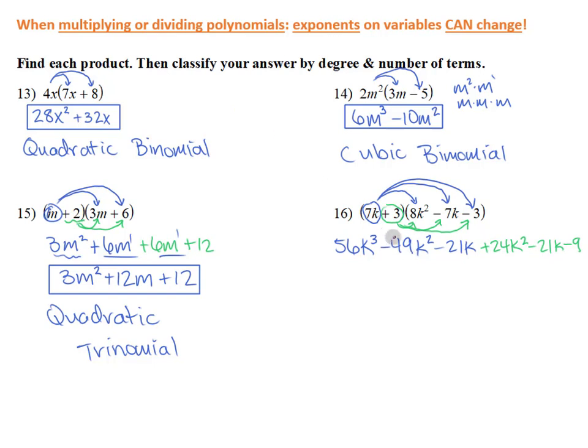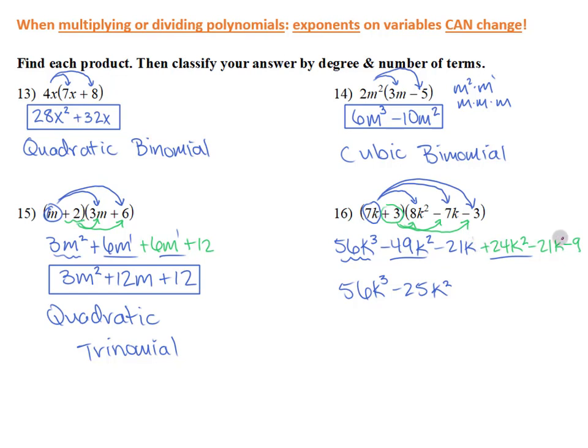Okay, but we have tons of terms that we need to simplify. We have some like terms to combine. So again, we'll write it in our standard form where we start from the highest degree down. So we're going to write k cubed, or k to the third. 56k to the third would be our first term. No one to combine them with. We do have 2 with k squared. Negative 49 and positive 24 make negative 25k squared.